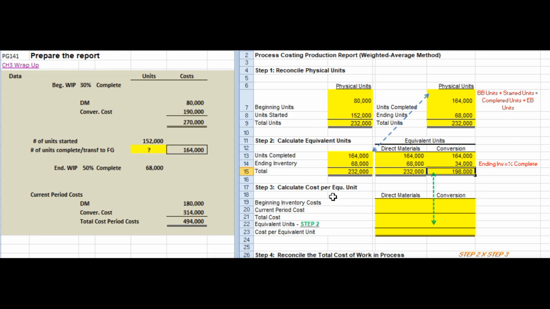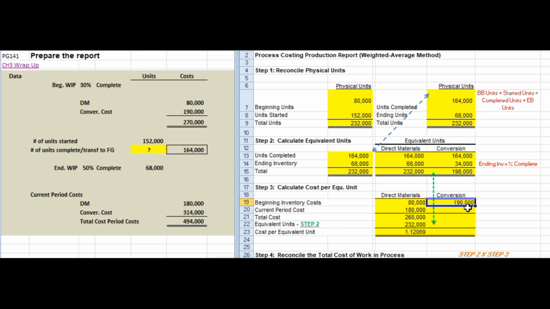Step 3, calculate the cost per equivalent unit. So we're going to again begin with the 80,000. We're going to bring in our 180 for current period. We're going to pull a total. Then we're going to use these equivalent units that we calculated for direct materials and conversion cost in step 2. There's the 232, and take a per unit is 1.12096. The problem told us to carry it out 5 decimals.